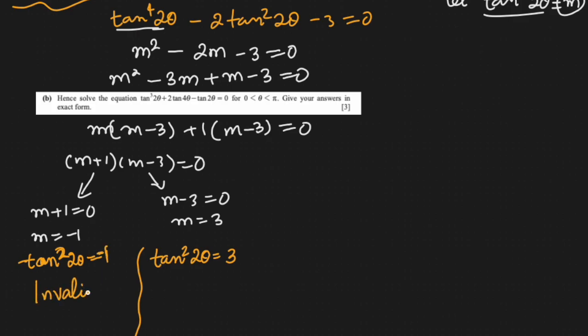It's an invalid answer, so we'll focus on the other one. We square root both sides, so we get what? Tan 2 theta equal to plus minus square root 3. I square root both sides. Okay, so since it's plus and minus both, and our angle is 2 theta.